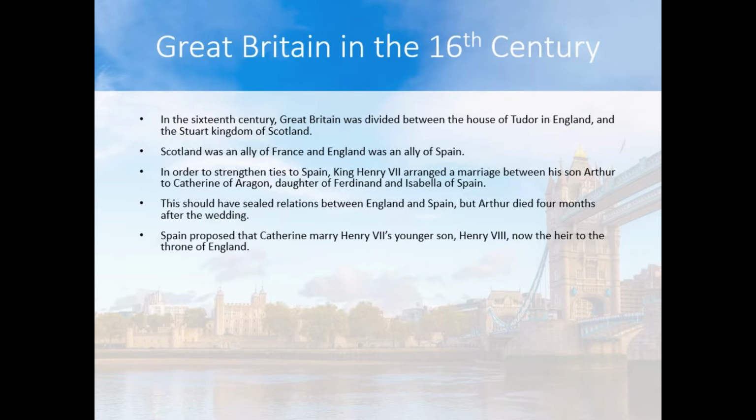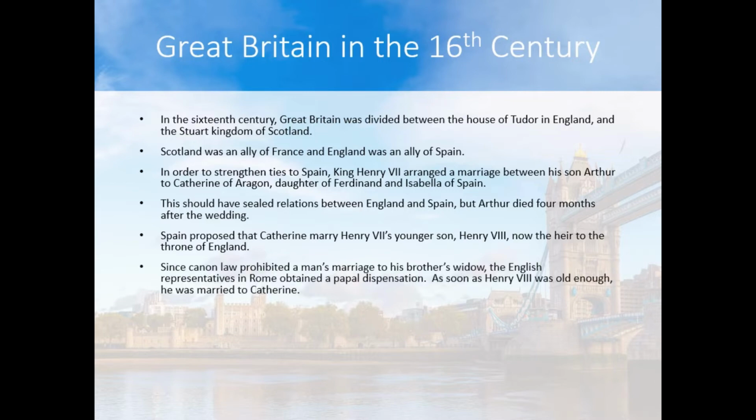Well, there's a problem with this. Since canon law prohibited a man's marriage to his brother's widow, the English representatives in Rome obtained a papal dispensation. As soon as Henry VIII was old enough, he was married to Catherine. So the religious law said you can't do this. A man should not marry his brother's widow.